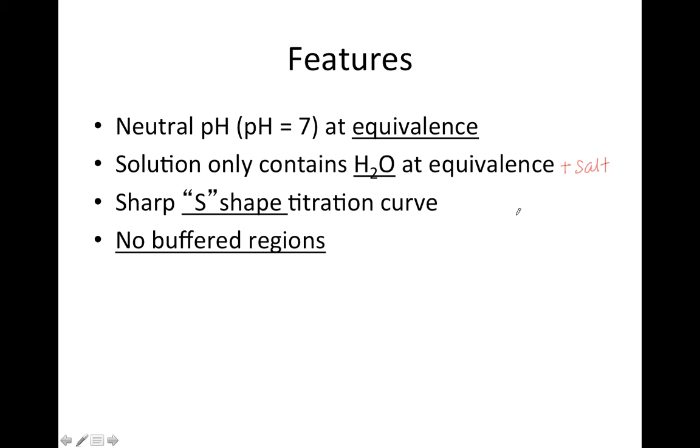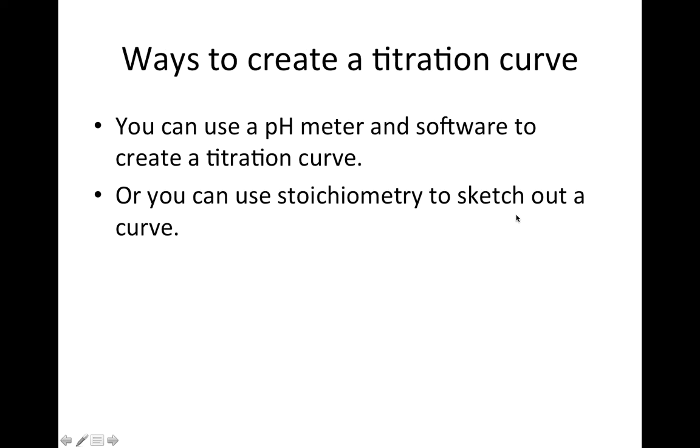The shape is an S shape, a sharp S-shaped titration curve. So it's very defined. The equivalence point is almost a straight line, and afterwards it's also not a very large slope. And there's no buffered region. We're going to talk about buffers later. Just write it down for right now. Don't worry too much about it.